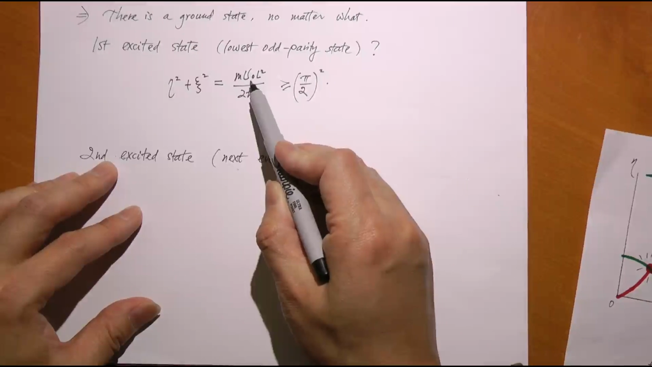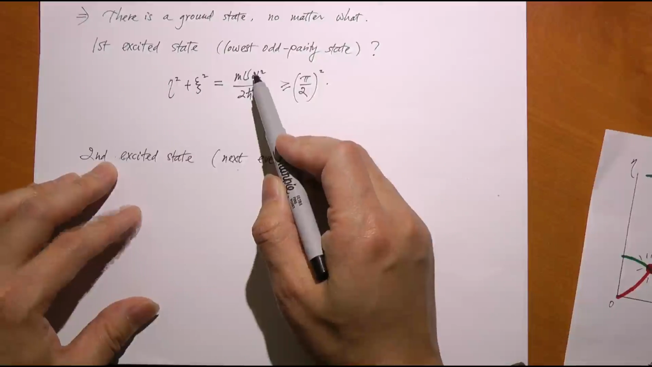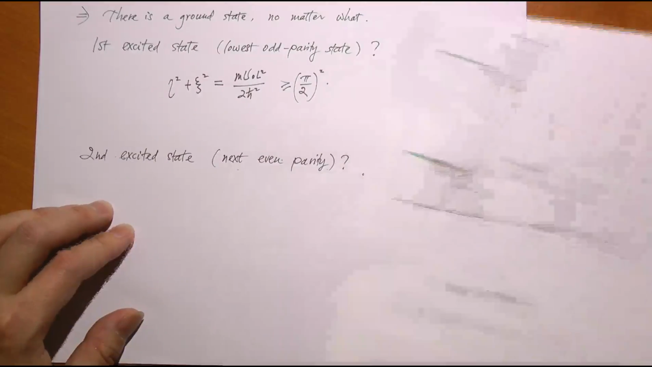From here, you can solve for u naught. U naught has a minimum value. Below that value, the first excited state will not exist. You will only have a ground state. Now, what about the second excited state?